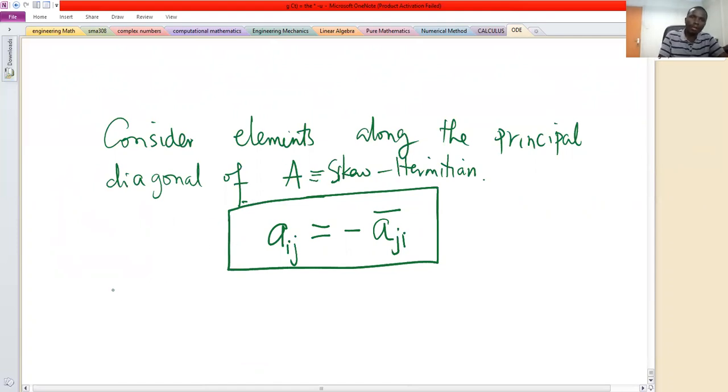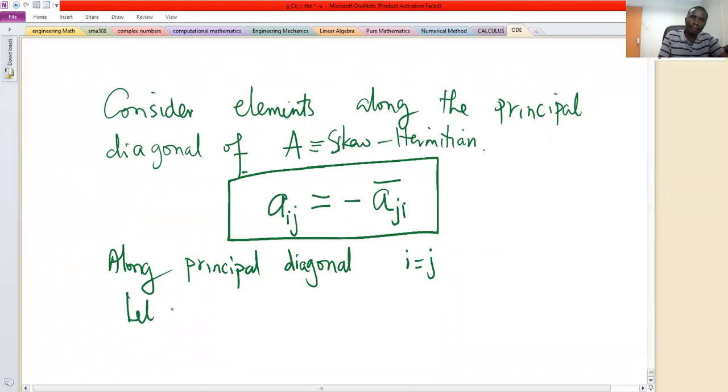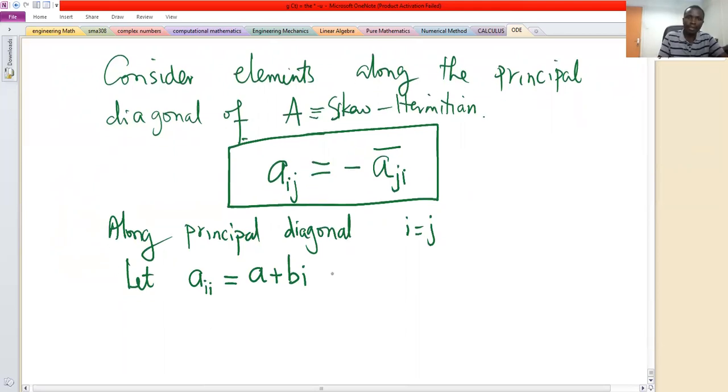So along the principal diagonal, we have i equals j. Now let a_ii be a plus bi. I'm saying a_ii because the values of j and i are the same. So this implies that the conjugate of a_ii is a minus bi. This is by definition.